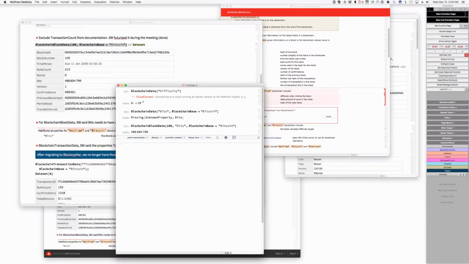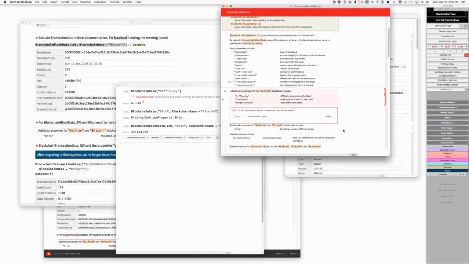I don't understand that. What is that? So that is used as part of a formula to also compute the difficulty. I don't understand. Bits, isn't bits like 11 or something? Do you get what I'm saying?